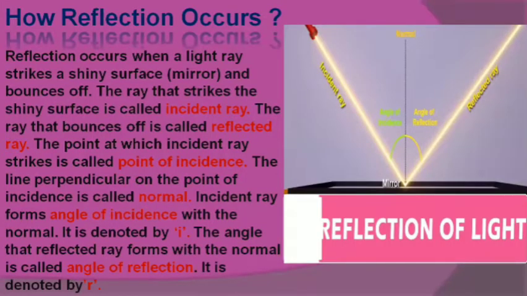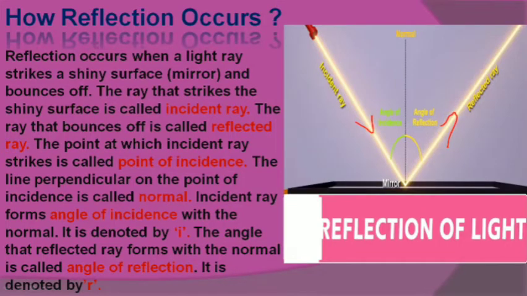How does reflection occur? In this chapter, our main focus is on reflection. So how does this reflection occur? It occurs when a light ray, because we know that light travels in a straight line, and that straight line is called a ray, strikes a shiny surface, like a mirror. It bounces off, like when it strikes here and moves back. That is called bouncing off of light.